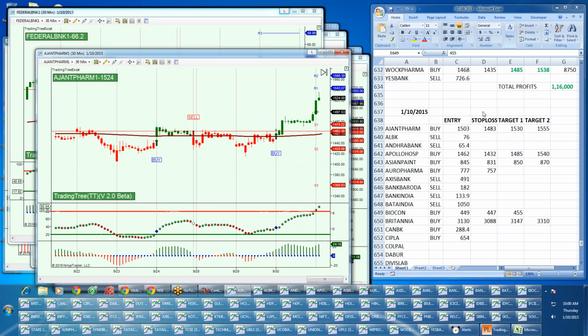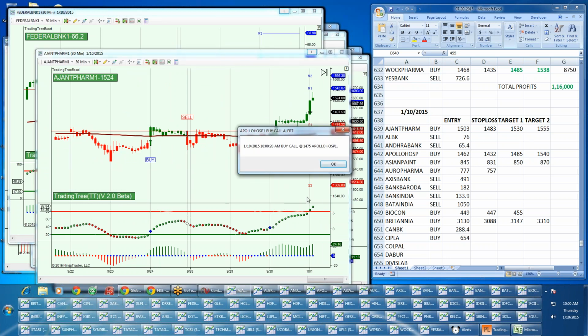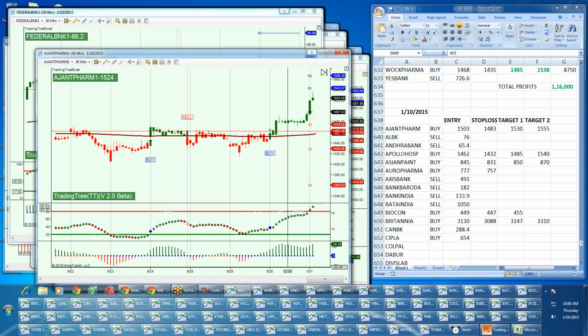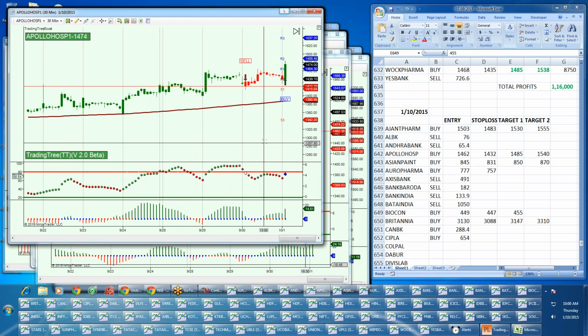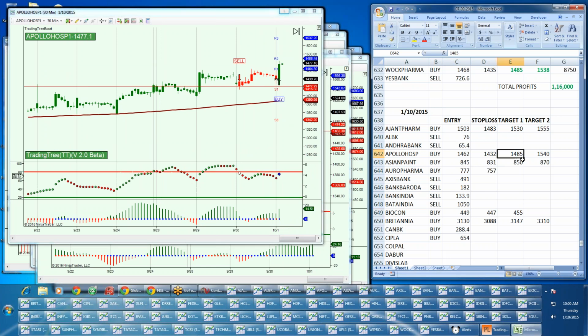Guys, if you have any doubts, please type it in the chat box. So we are already in profit in this Apollo Hospital. So you can book your first profit at 1485. Next at 1537. Let's say 1535.